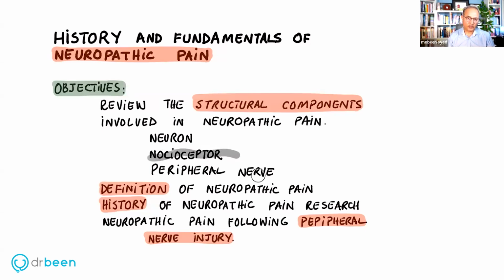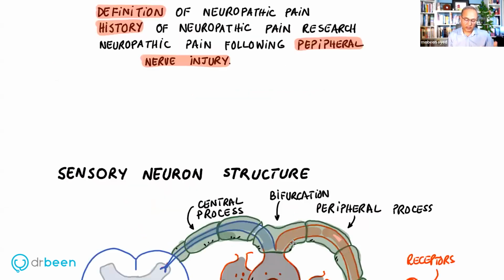Then we'll look at the nociceptors as well. We have actually done that discussion last time and the time before, but still nociceptors will be interesting too. Then we'll look at what spinal nerves and peripheral nerves are, what sensory nerves, motor nerves, and autonomic nerves are, and finally the definition of neuropathic pain and the history and the research. There are some very important clinical points that you would come across as well.